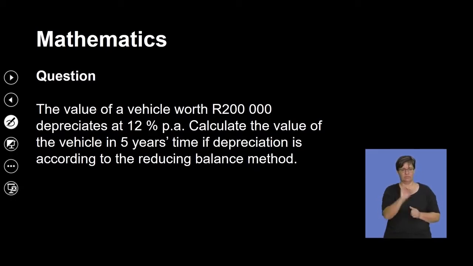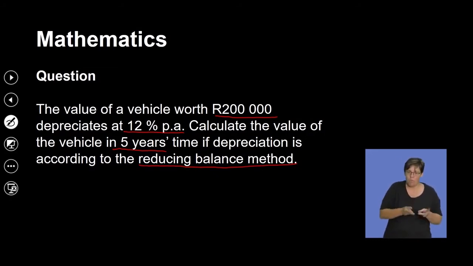Now, the value of a vehicle worth 200,000 depreciates at an interest rate of 12% per annum, and the principal amount, or the present value when you bought the vehicle, was 200,000. After 5 years, you need to calculate what the value of the vehicle is going to be if the depreciation is according to the reducing balance method. Remember, guys, you will be told what method we are dealing with if it's a depreciation. Even if it's simple interest or compound interest, you will be told what we are dealing with so that you know what you need to do.